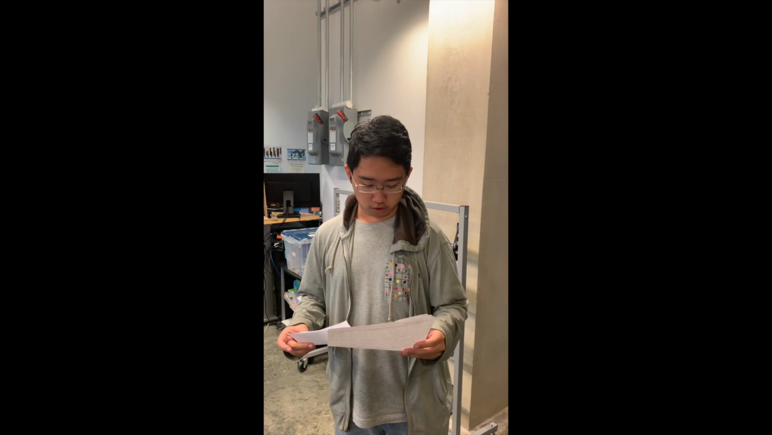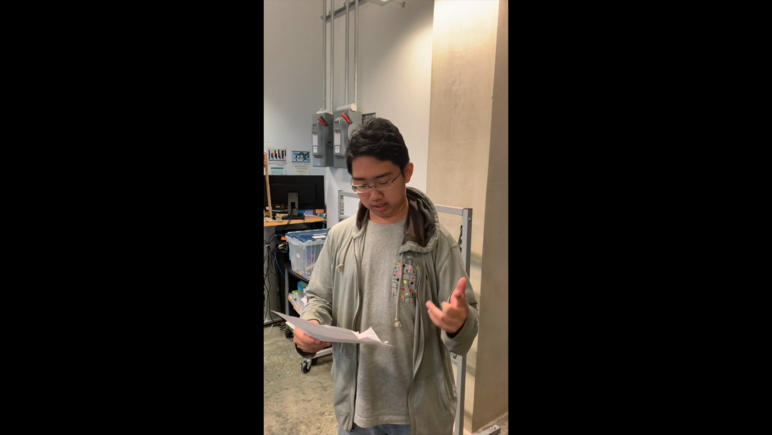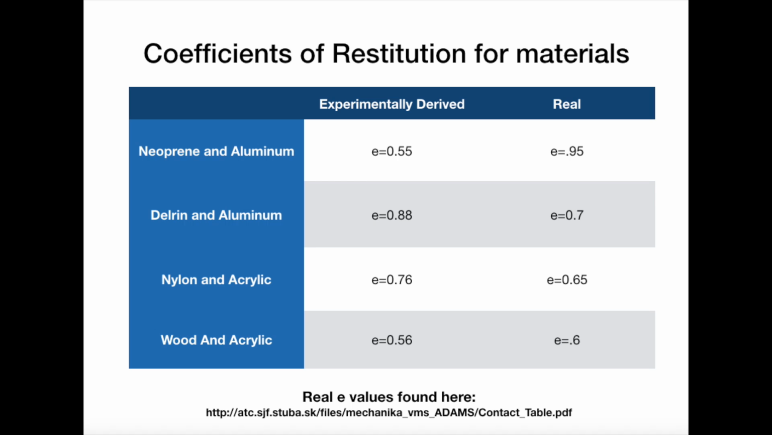Okay, so for this experiment, our group chose the first one, the deriving ball plus aluminum base. Our second one is the neoprene ball and the aluminum base. The third one is the nylon ball and the acrylic base, and then the fourth one is the wood ball plus the acrylic base.